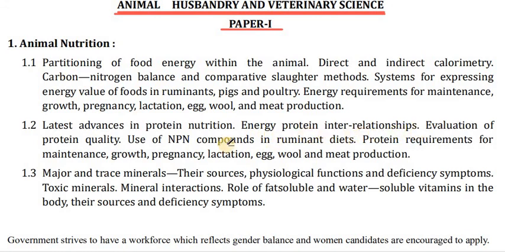interrelationship, evaluation of protein quality, use of NPN compounds in ruminants' diet, protein requirements for maintenance, growth, pregnancy, lactation, egg, wool and meat production, major and trace minerals, their sources, physiological functions and deficiency symptoms, toxic minerals, interactions, role of fat soluble and water soluble vitamins in the body, their sources and deficiency symptoms.